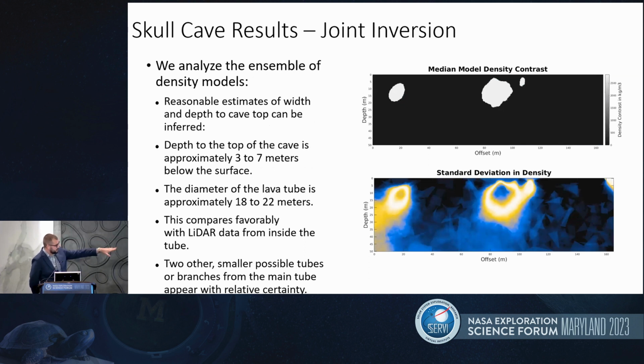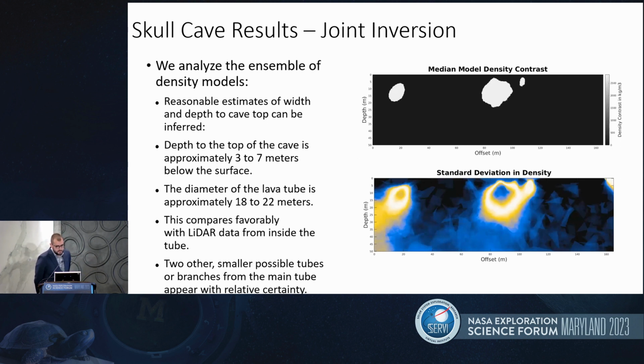And then again, with the standard deviation and density contrast, we get a high standard deviation around what is presumably the edge of the tube, and then a nice low standard deviation in density contrast and magnetic susceptibility contrast in the middle of where we know the tube to be.